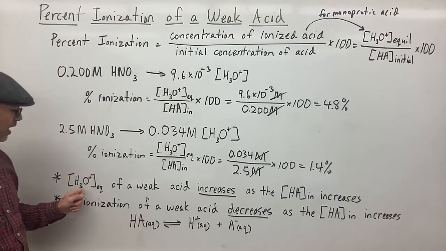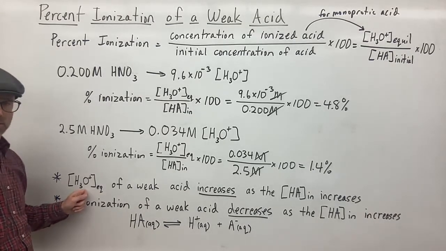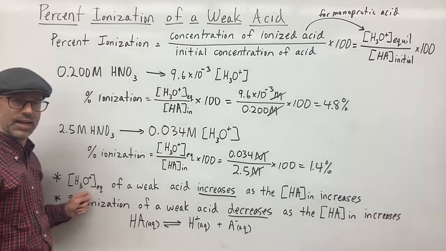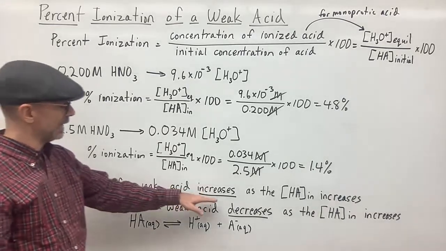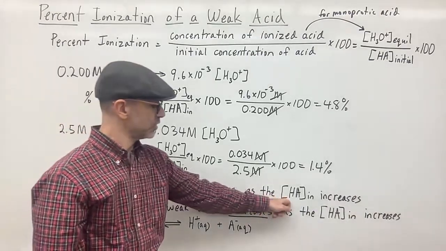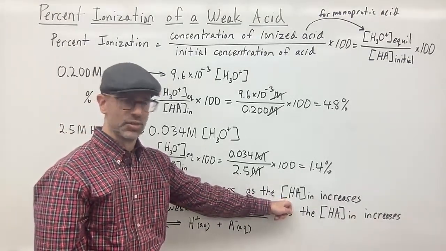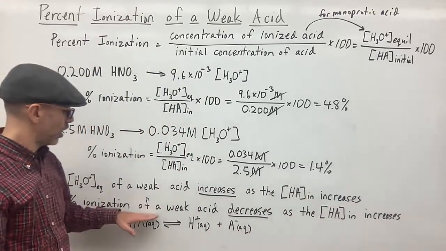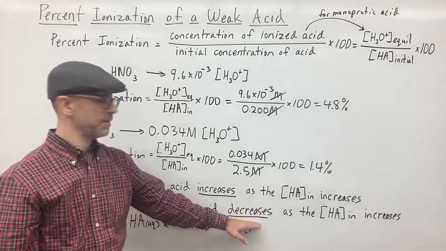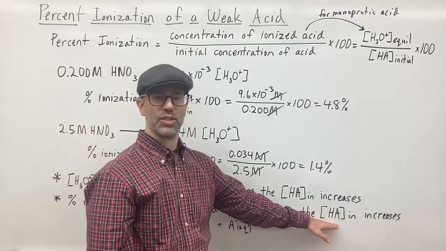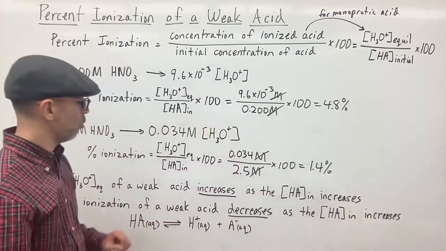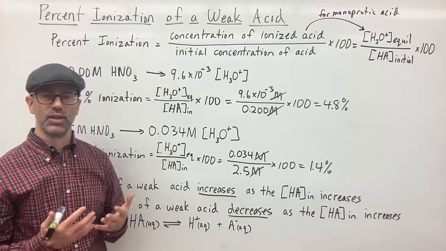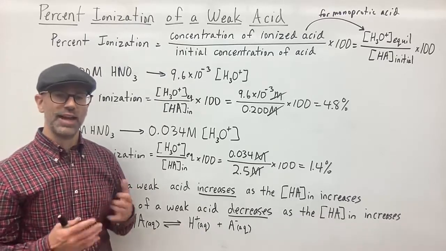So one, we'll see that the concentration of our H plus ion at equilibrium of a weak acid increases as the initial concentration of the acid increases. But the percent ionization of the weak acid decreases as the initial concentration of the acid increases. Well, why is that? We can understand this by using Le Chatelier's principle as an analogy.